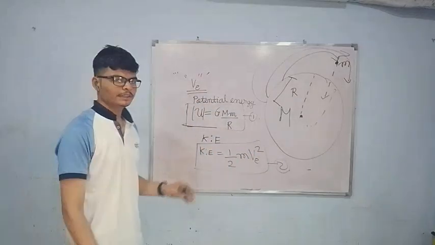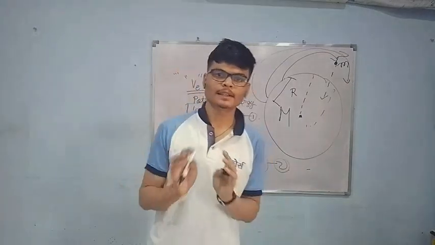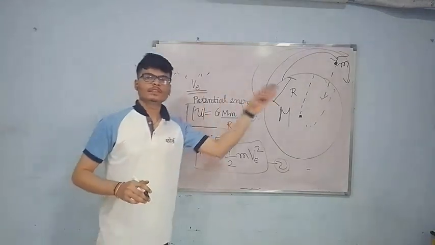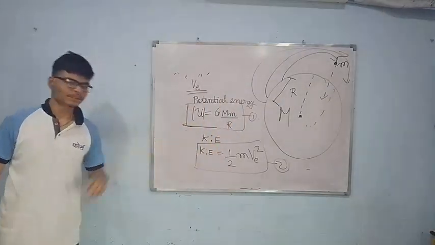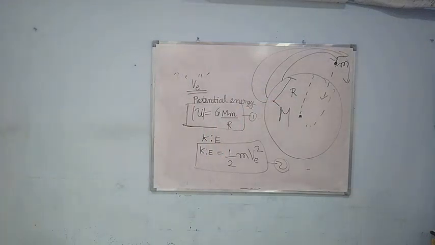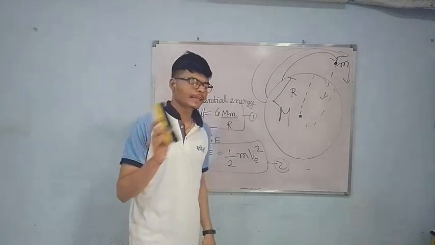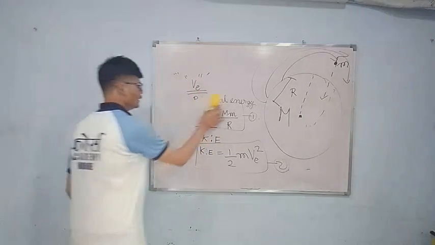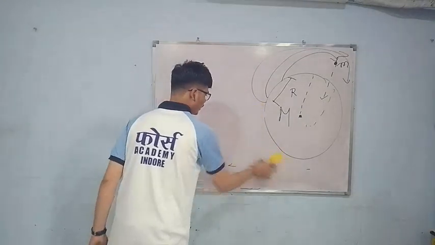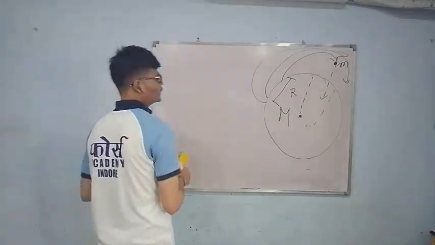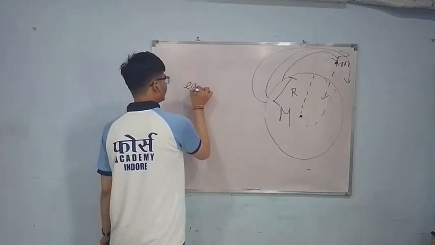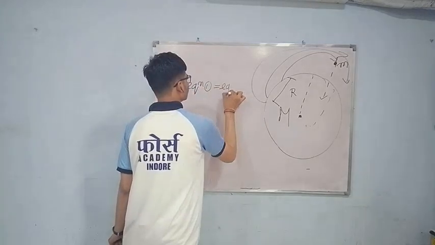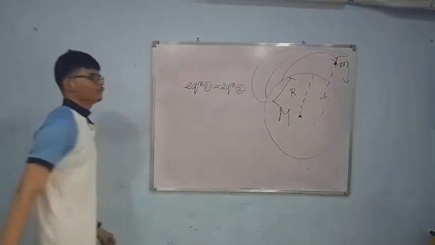On equating these two energies, the potential energy must be equal to the kinetic energy. When an object is thrown vertically upward, the potential energy transforms into the kinetic energy. So these two equations must be equalized. Equation first will be equal to equation number second. So we are taking the comparison of these two equations.